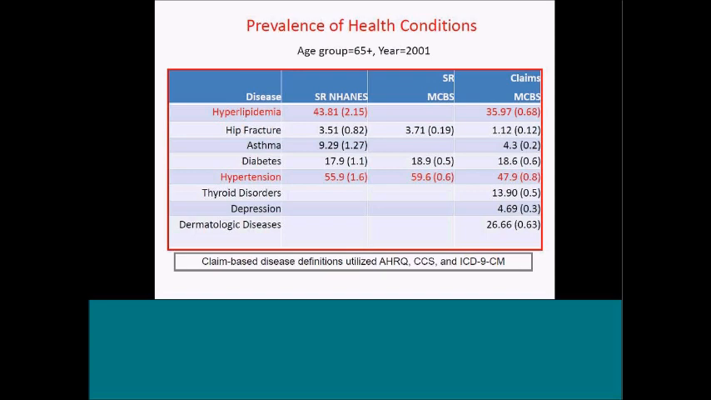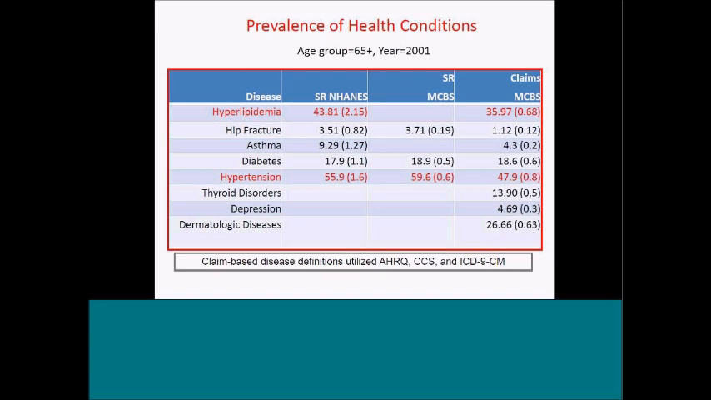So if you use the MCBS self-report, then it is sort of cheating. So we want to pretend that we don't have any self-report from MCBS. On the other hand, if you look at the diabetes, the self-report is 17.9%, and then self-report in MCBS is 18.9%, and then claims-based MCBS is 18.6%. That pretty much lines up on the diabetes.